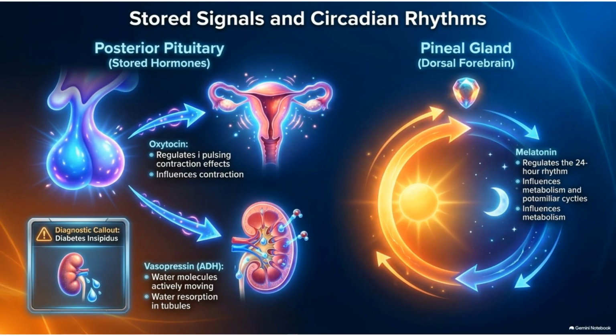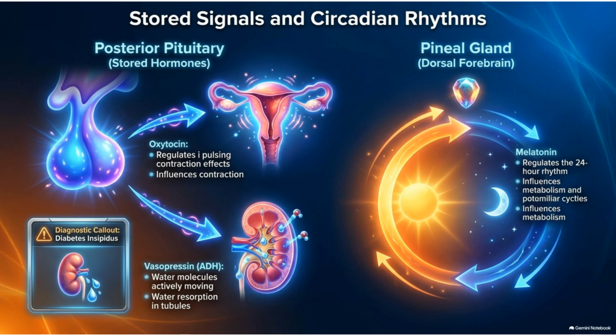MSH, melanocyte-stimulating hormone, is secreted by the pars intermedia. It acts on melanocytes and regulates skin pigmentation. The posterior pituitary releases stored oxytocin and vasopressin.